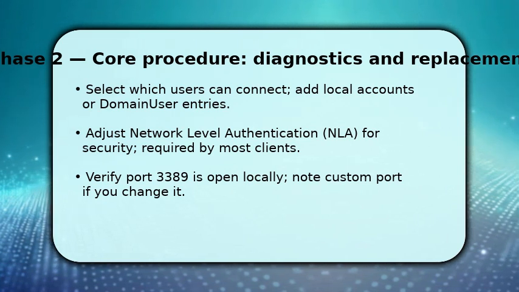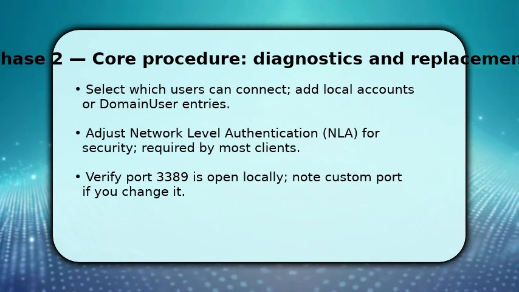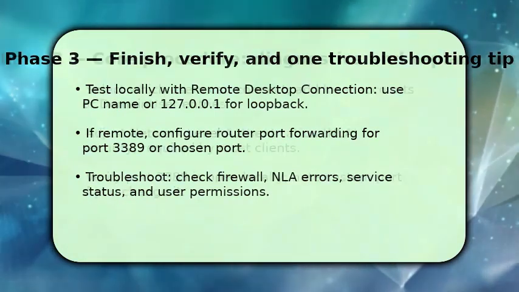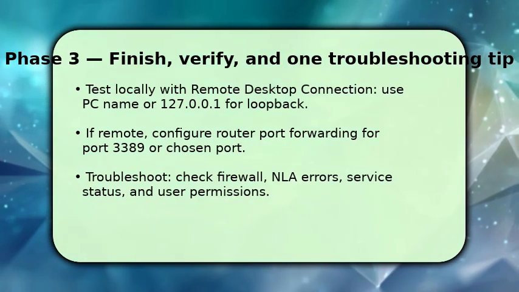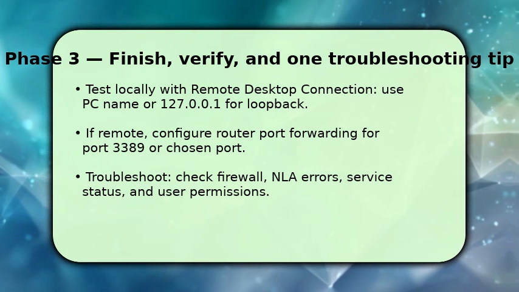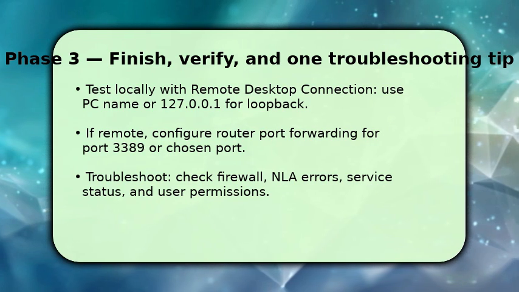You're almost done. Test a connection from another device using the PC name or IP. For local checks, use 127.0.0.1. If connecting over the internet, set router port forwarding for port 3389 to your PC's IP and use a static local IP or DHCP reservation.